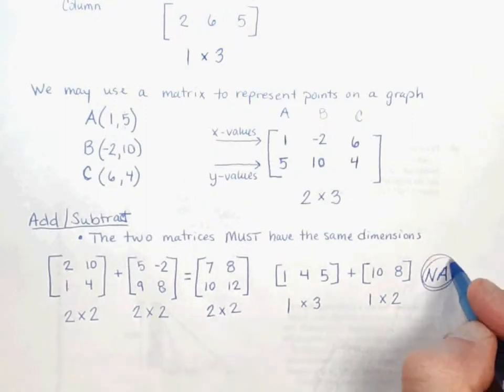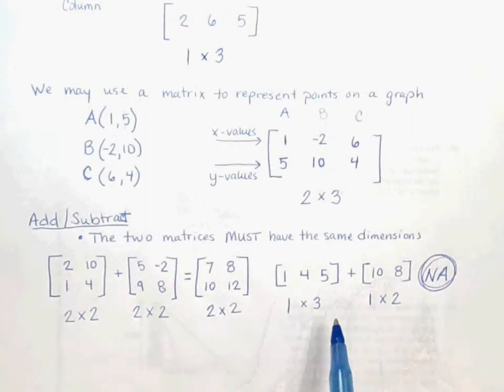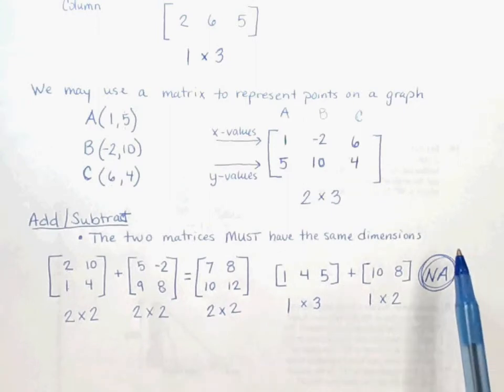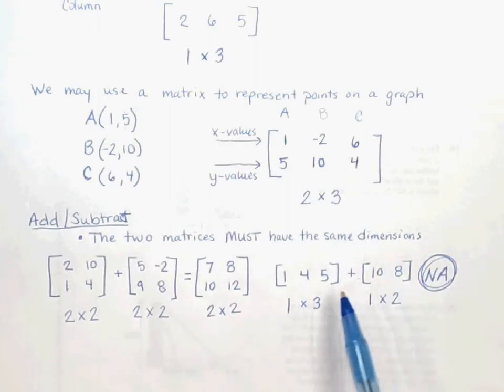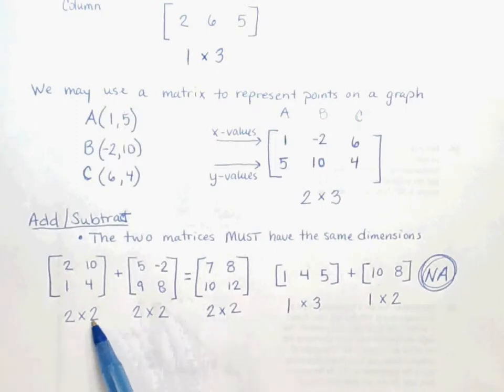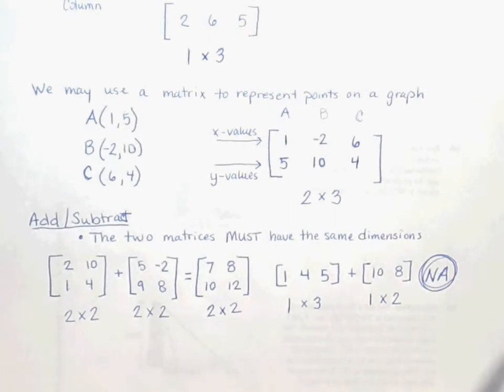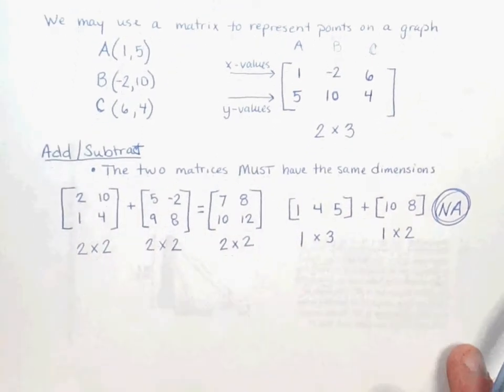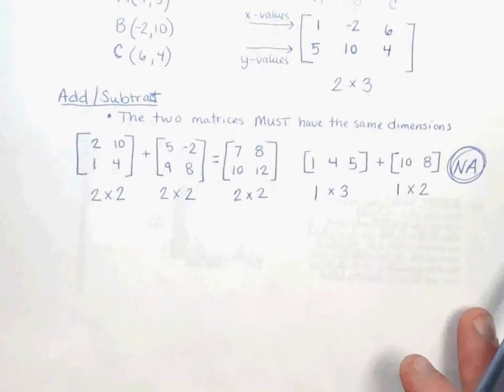That's our answer. We can't do it because, if I wanted to explain, I would say because my two matrices don't have the same dimensions. These two have the same dimensions, so we could add them together. These two didn't have the same dimensions, so we couldn't do it. Right? Let's try one more.